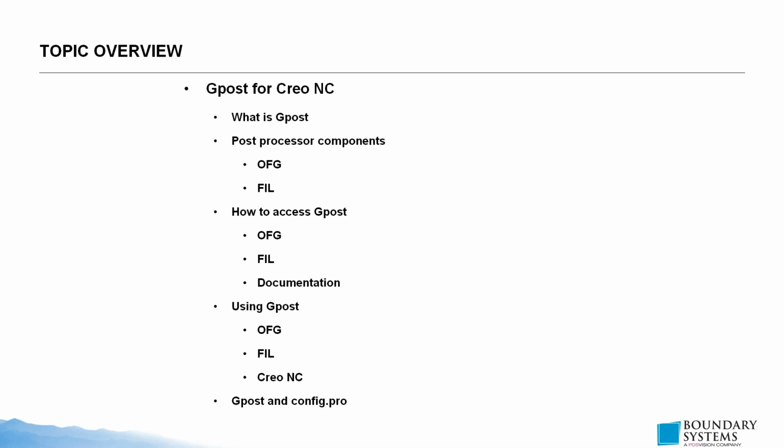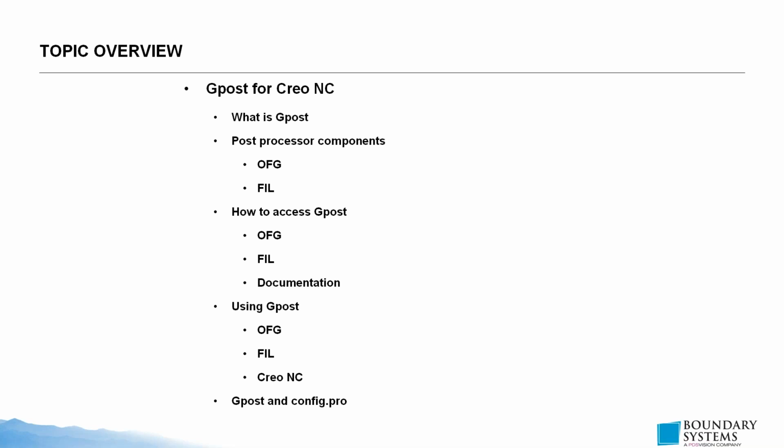We'll talk about the two primary components that comprise the work of dealing with GPost, which they refer to as the option file generator, or OFG for short, and the file interface language, or FIL for short, as you see here. Those are the two primary top-level things that you would interact with in the context of making a post processor.